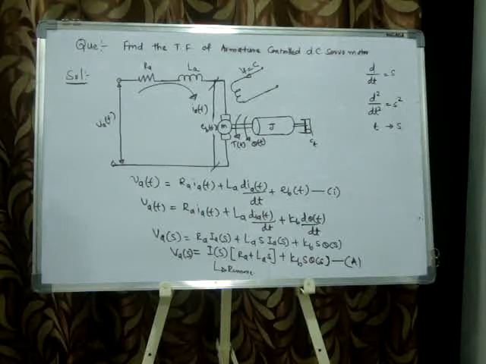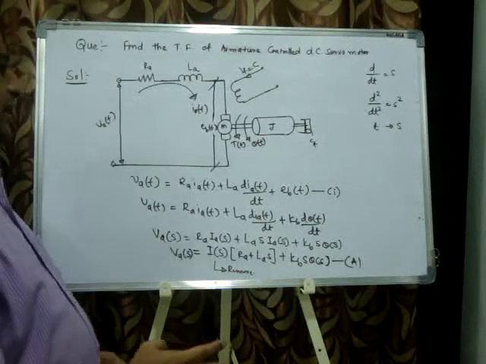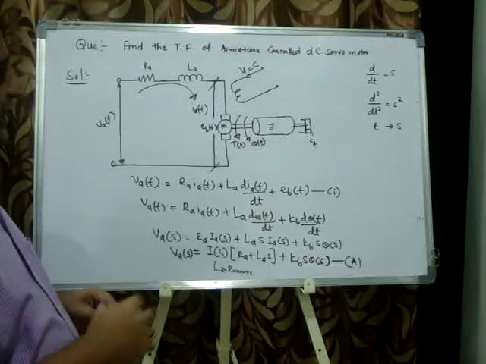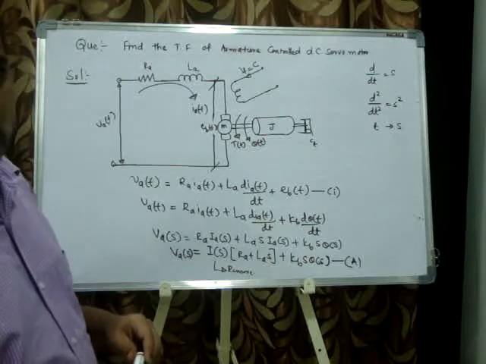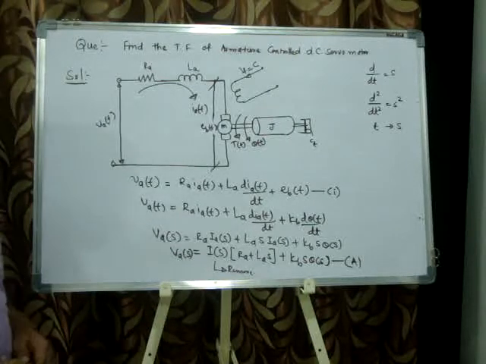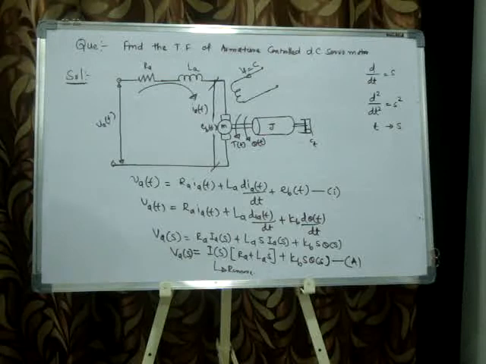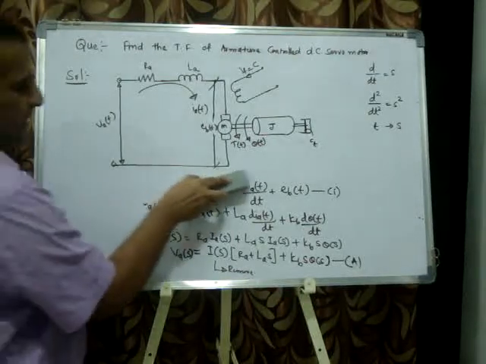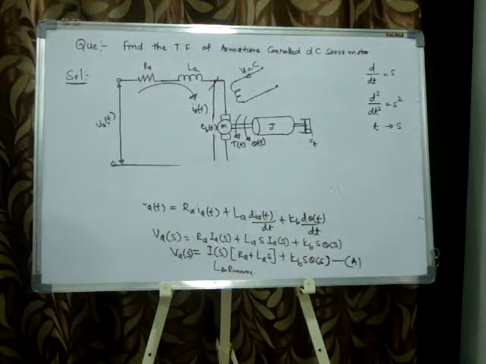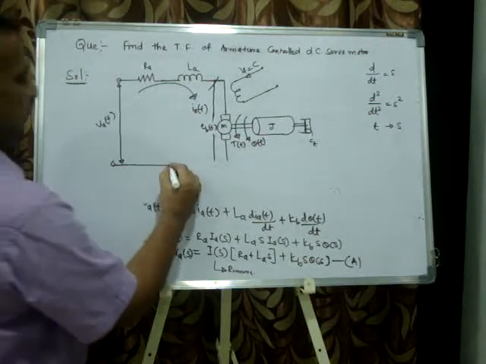Now, a total of 4 equations are required. I have already written 2. One is electrical, and of the remaining, one is electromechanical and one is mechanical. So I'll write one more electromechanical. What is the one more electromechanical?